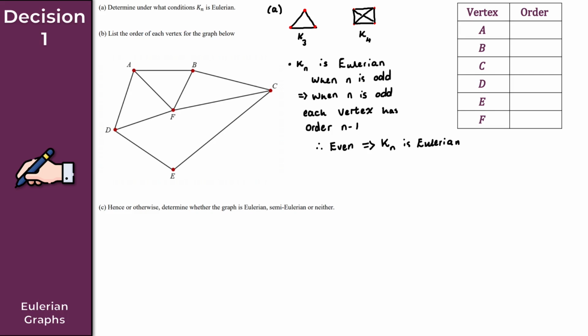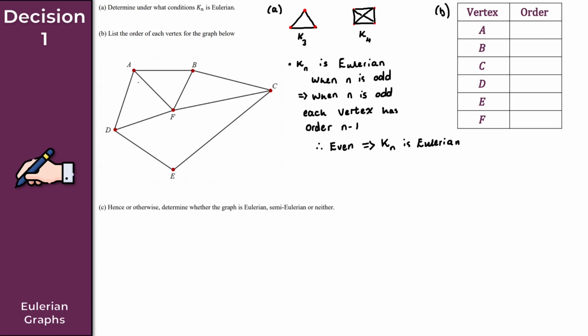Now for part B then, all we want to do here is list the order of each vertex for the graph below. So I've got this graph here. You might recognize this from a previous video and almost an identical question. So let's just do part B then. All we want to do is just list the order of each vertex for this graph, right? This table here is going to help us. So A, B, C, D, E, and F are the vertices for this graph, right? So what is the order then for each vertex?